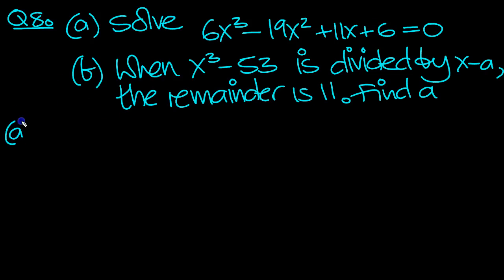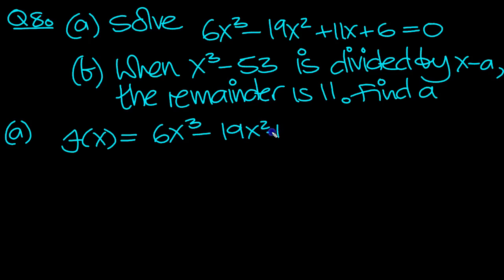So part A then. We need to solve this equation, so we need to factorize it. So f of x is equal to, let's just let it equal this, 6x cubed minus 19x squared plus 11x plus 6. What about 2? Should we try that? F of 2? See if that's a factor.